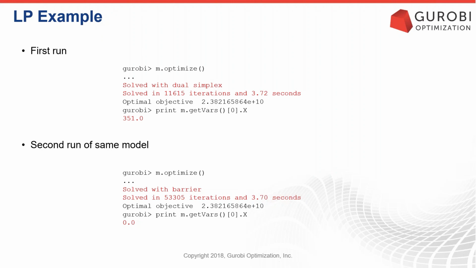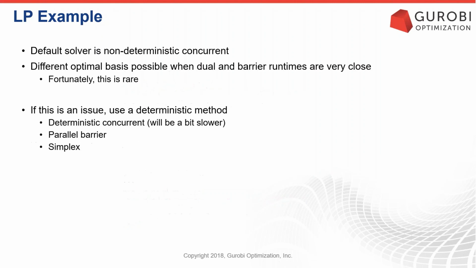So in both cases, we get an optimal solution, but it can be different because there can be a lot of different optimal solutions for the same problem. This is quite common, and the reason for that is that it's non-deterministic here. So this is the default. If you don't want this, and it's rare, you should explicitly select an algorithm so that you always use the same algorithm for this model.